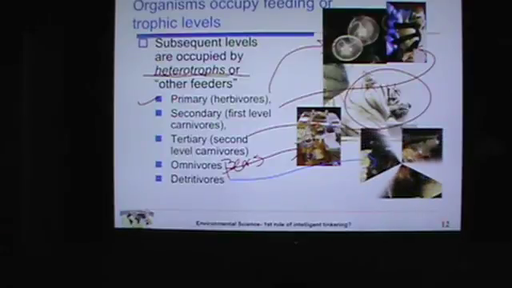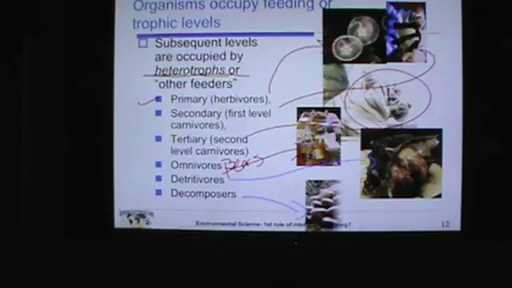Then we have these things called detritivores. This happens to be a crab that cleans up the dead things off the bottom. I could also have put a picture of a vulture on here. In this part of the world, in Florida, vultures are the primary detritivores. They eat most of the roadkill, if you will. It's just an example. And then you have these things called decomposers. Of course, these are mushrooms. And the mushrooms, the decomposers, take that organic matter and release the nutrients so the plants can grow again.